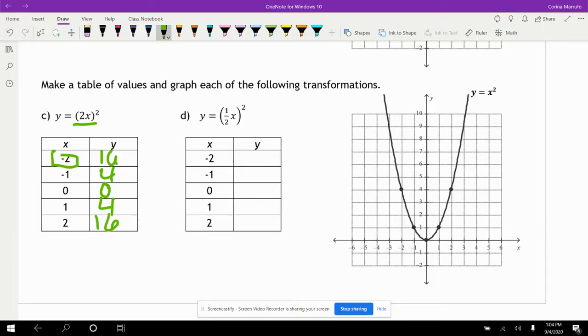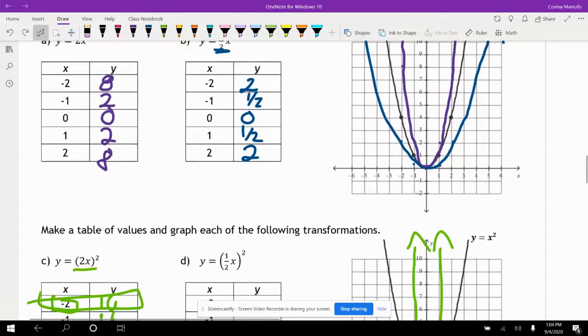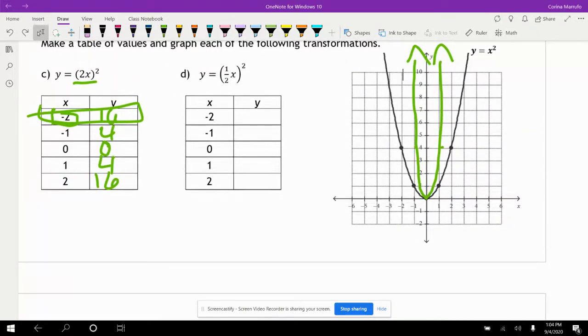We can't graph these points here because they'd come off the graph, so we're just going to do -1, 4; 0, 0; and 1, 4. And we make our graph. This one seems even skinnier, even narrower than the last one. If we move the paper over, you can see how it's even narrower than the last one by putting the 2 inside with the x. The reason is that we have to multiply times x first, and then we have to square it.